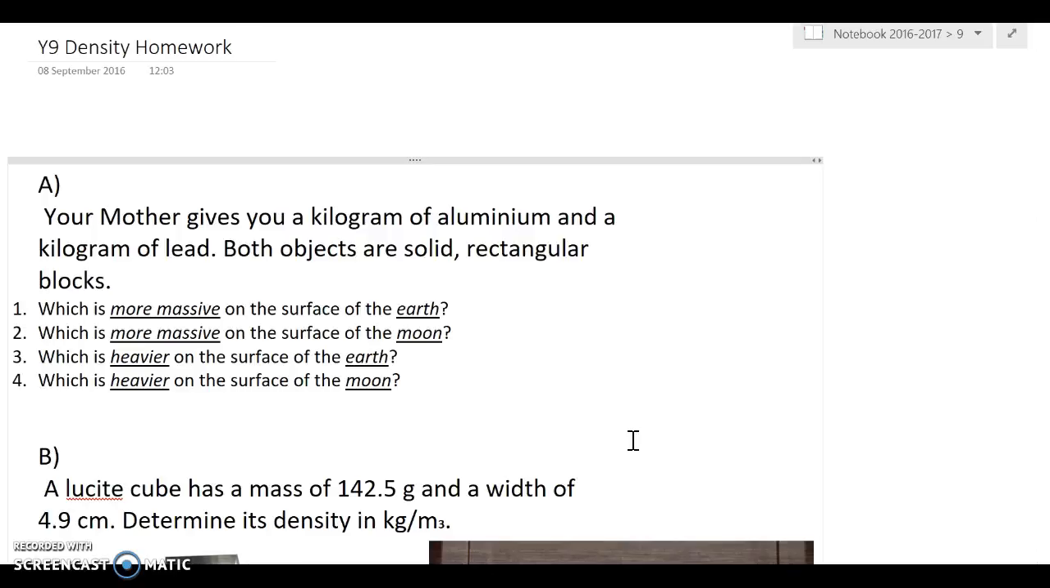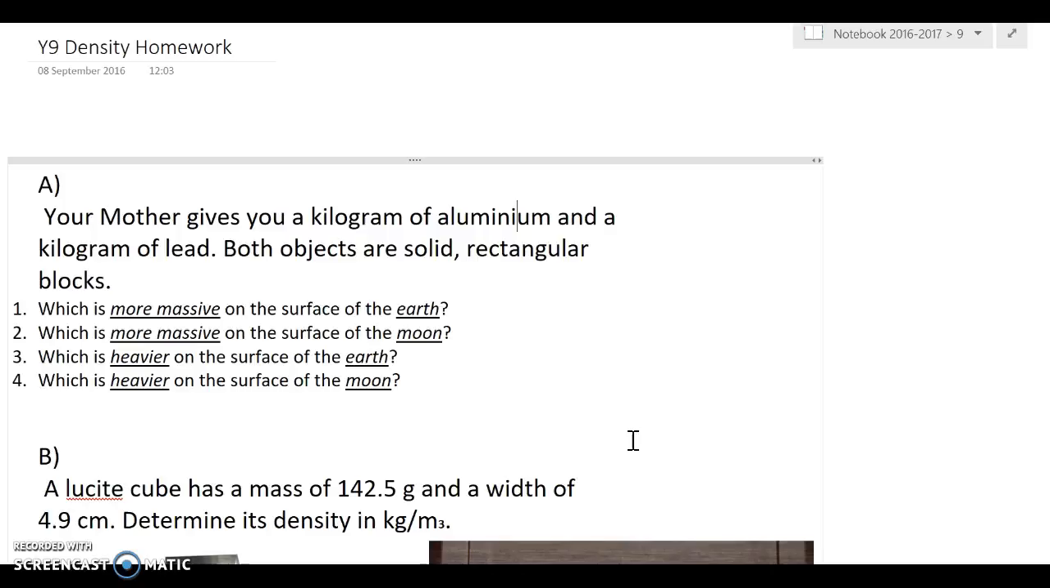You need to access the questions which I've sent you for homework, and you can find them in your school email address's inbox to which they've been emailed. I've emailed them in the form of a OneNote page, and the OneNote page is called Year 9 Density Homework. Now if you want to open this, you can download OneNote for free. It's free to use on your computers, it's available for Windows and Mac, and it's a piece of Microsoft software.